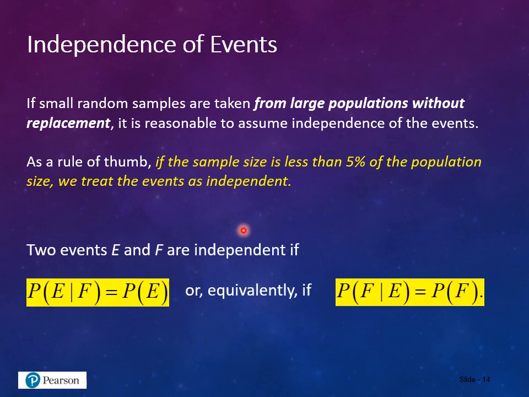Two events, E and F, are independent if the probability of E given F is just equal to the probability of E, or equivalently, the probability of F given E is simply equal to the probability of F. So this is telling you that the probability of F given E, the given E has no impact on the probability of F. Okay?